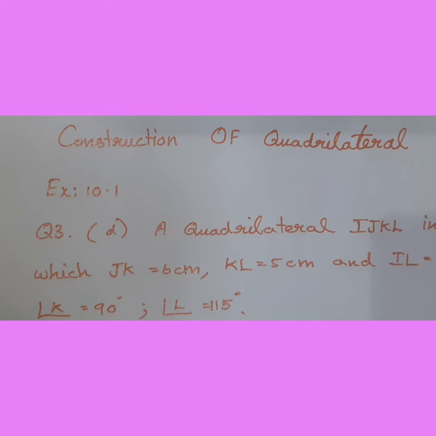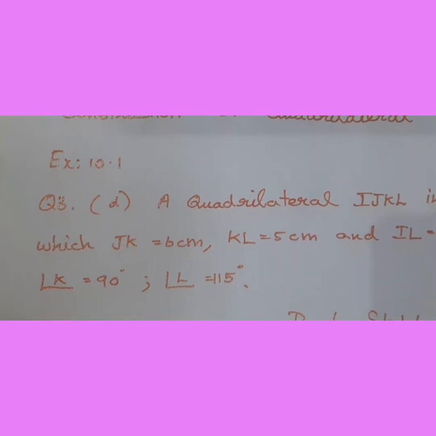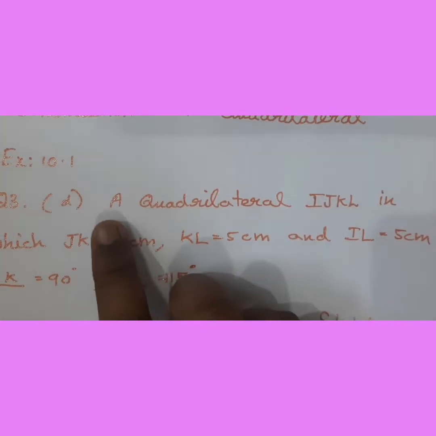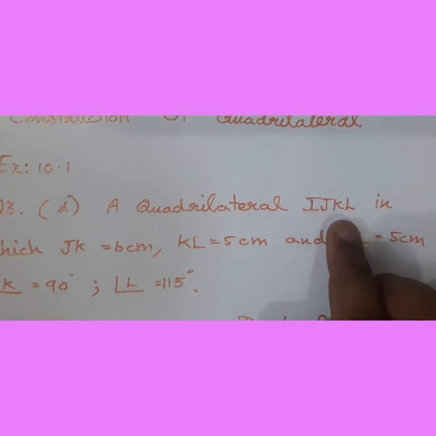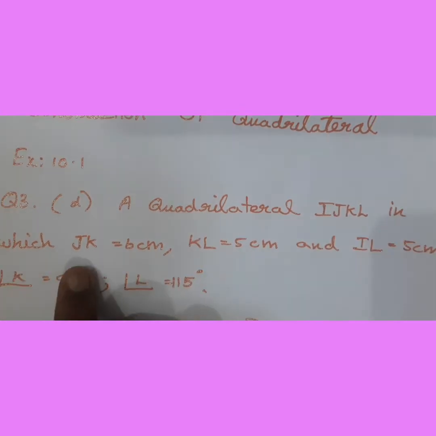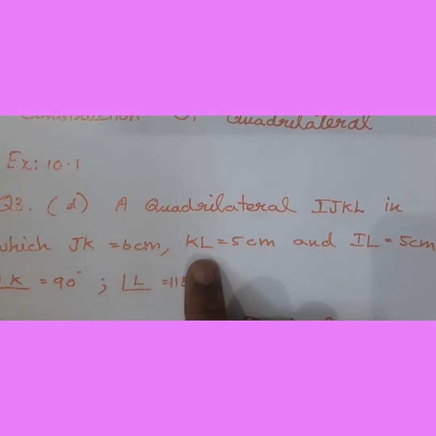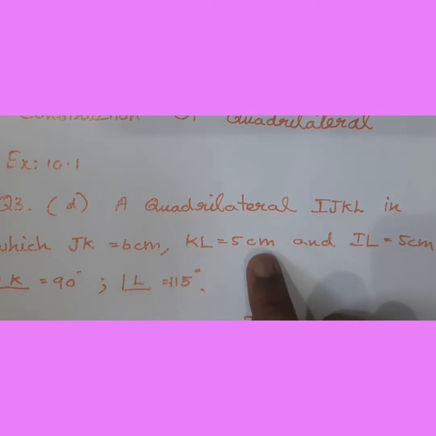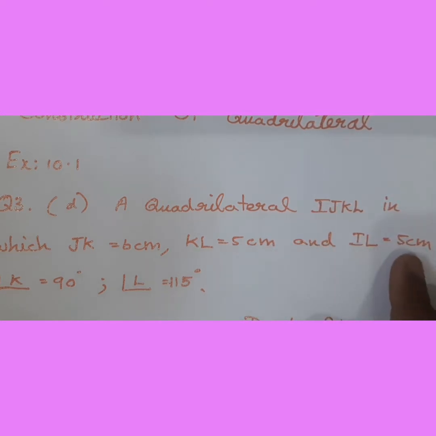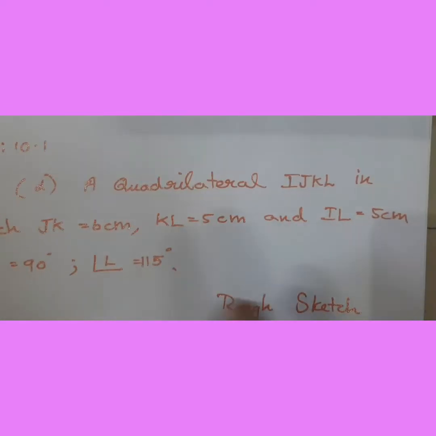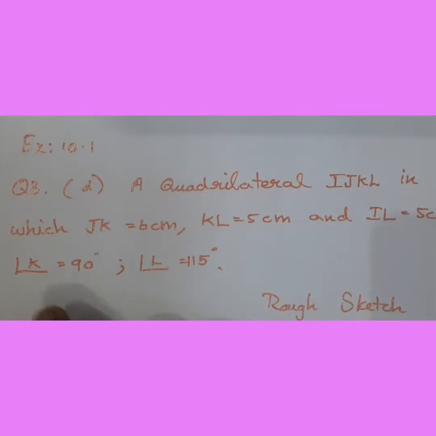Today I am going to take the concept of construction of quadrilaterals, exercise 10.1, question number 3, option number D. A quadrilateral IJKL in which JK is 6 cm, KL is 5 cm and IL is 5 cm, angle K is 90 degrees, angle L is 115 degrees. So here they are given 3 sides and 2 angles. So what is the angle K and L?